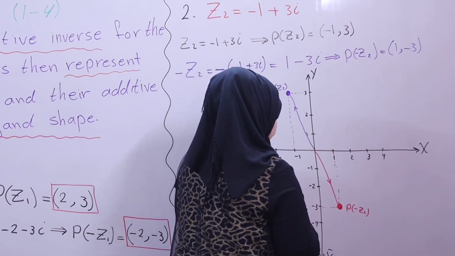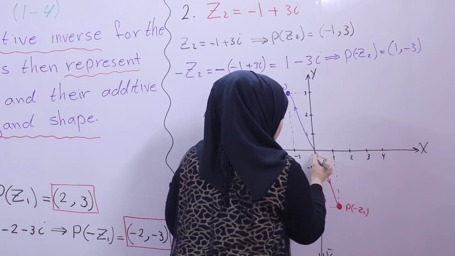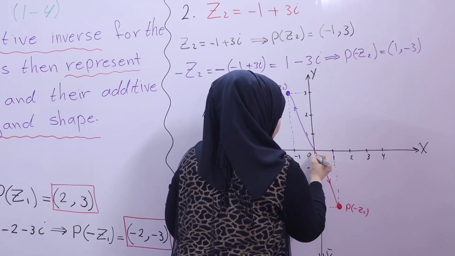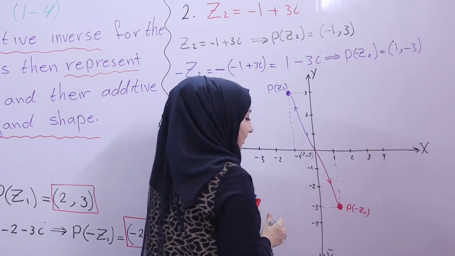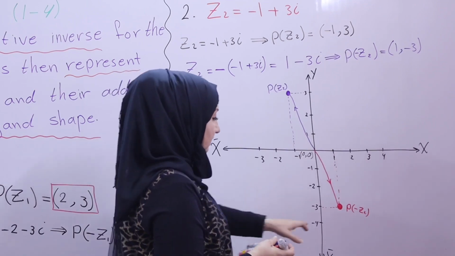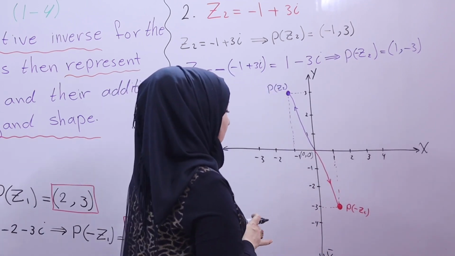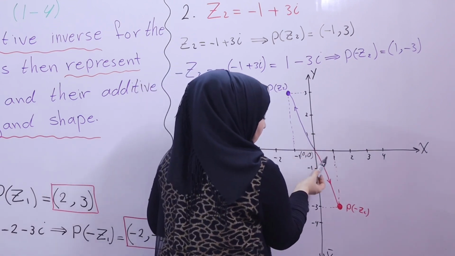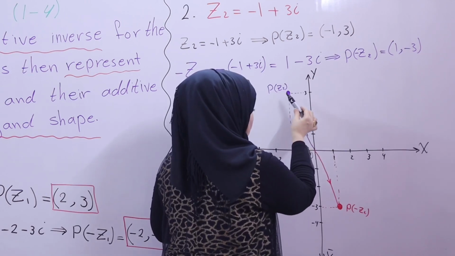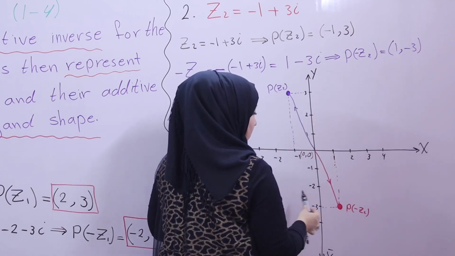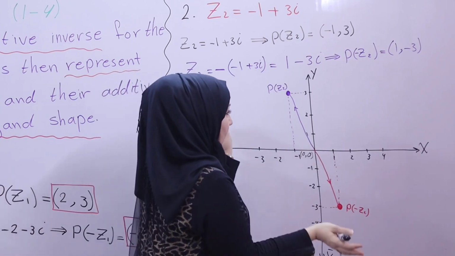So we know the origin, it is the vector which is from the origin to the point which represents the additive inverse of Z2. And also we see that the Argand shape for the additive inverse of Z2 is on the same extension of the line, but they are on the opposite side.